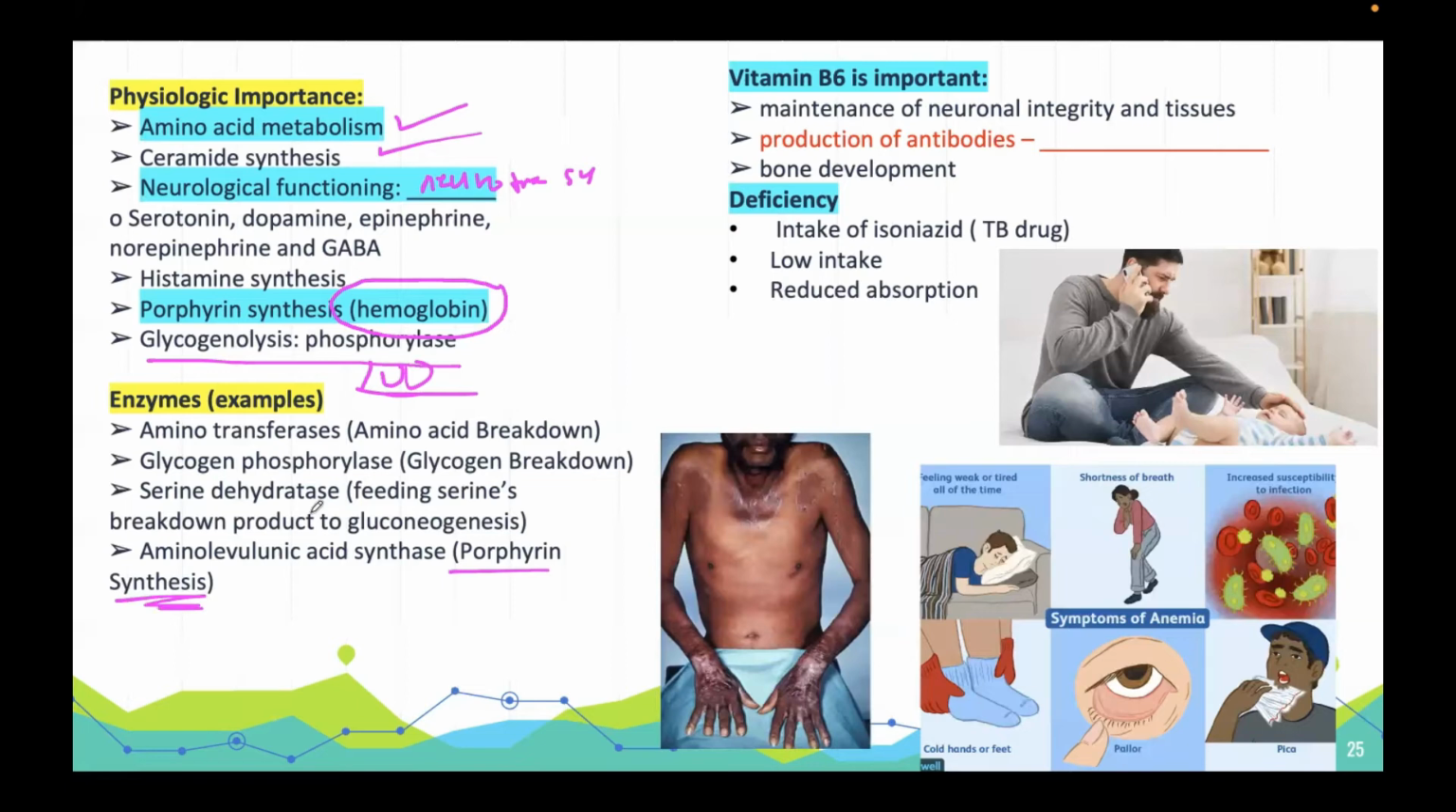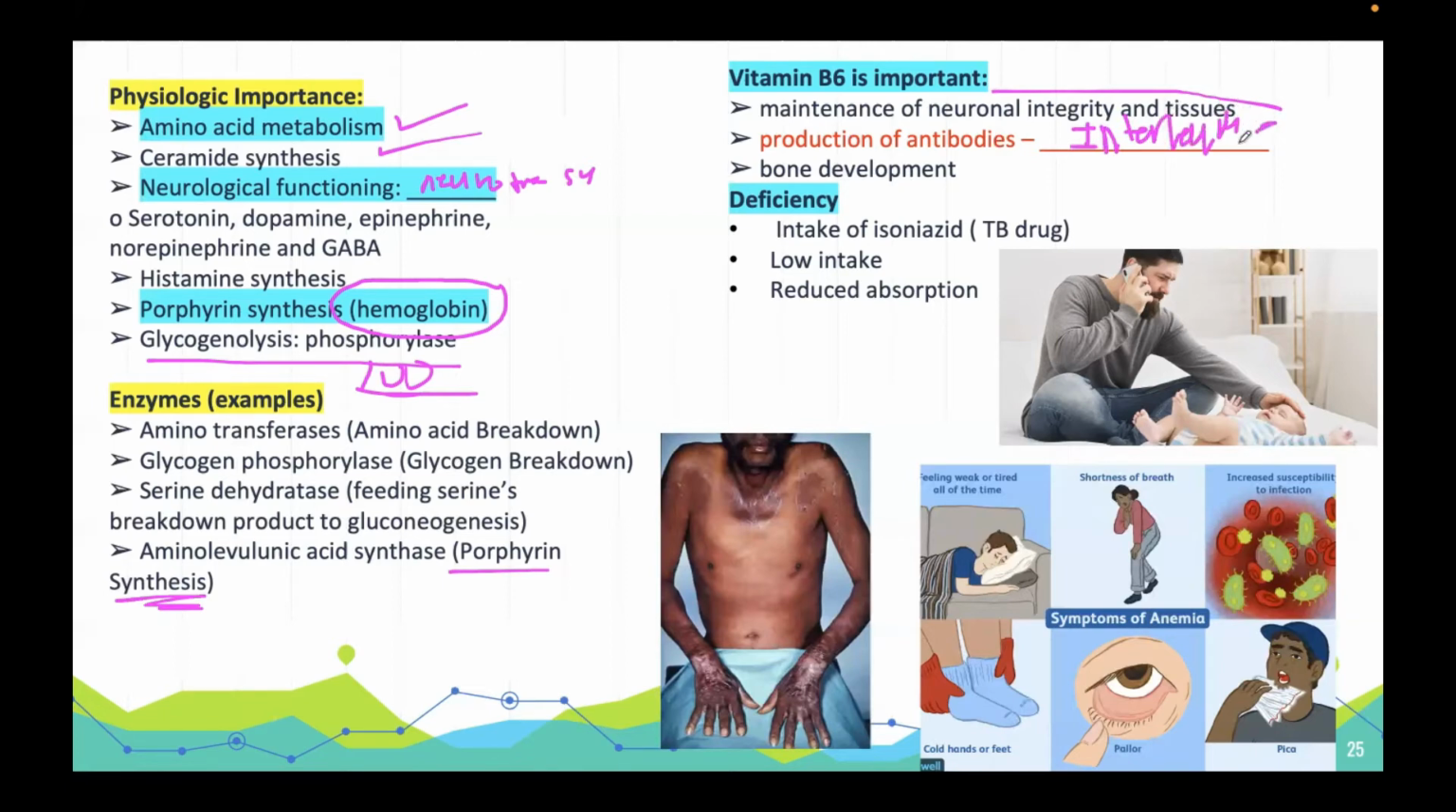maintains your neuronal integrity in tissues. Kasi nga po, it is involved in the synthesis of your neurotransmitters. That's why it is important for your neuronal integrity in tissues. And also important for the production of antibodies, mainly for the interleukin-2. Interleukin-2 production.